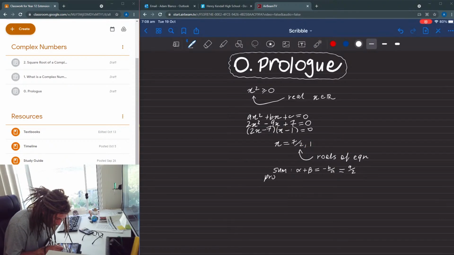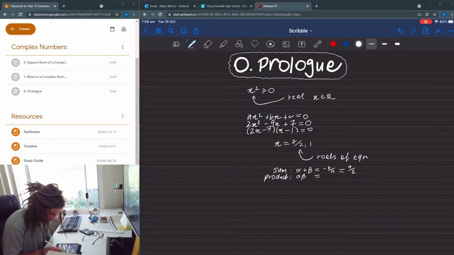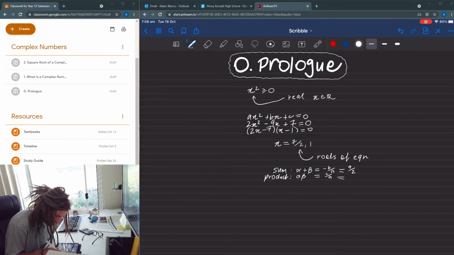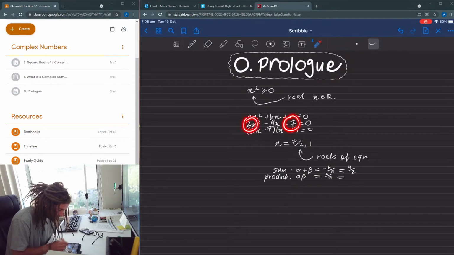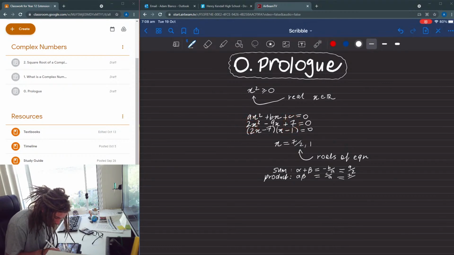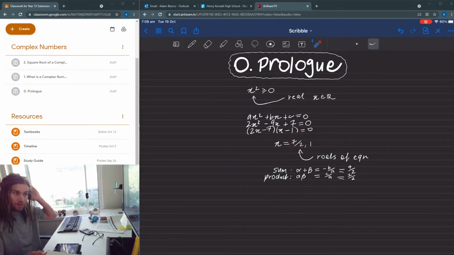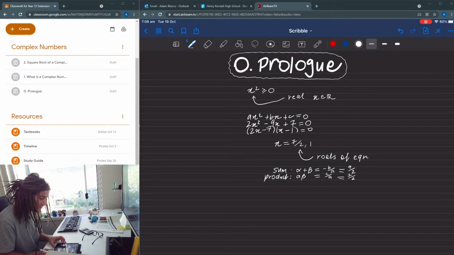And I can also find my product. And that was alpha times beta. And that was, is it c on a? Yeah, c on a. Okay, and my c value is 7, my a value is 2. So that's 7 on 2. Or I could just times them. That times 1, I'm pretty sure, is just 7 on 2. So these are the sort of things we can find. And that's kind of as far as we've gone with polynomials.